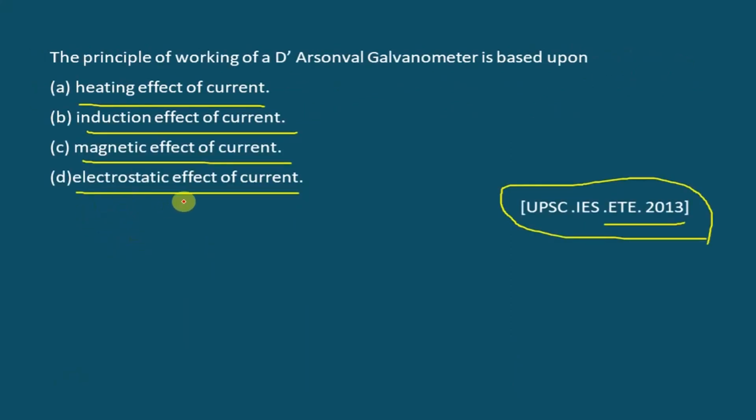So basically, what is the effect of the current which is used in the galvanometer? That is called the magnetic effect, since it is dependent upon the magnetic circuit. It's not the electrostatic effect, it's not the induction effect, it's not the heating effect. Okay, so I guess you understood the question. Let's go to the next question.